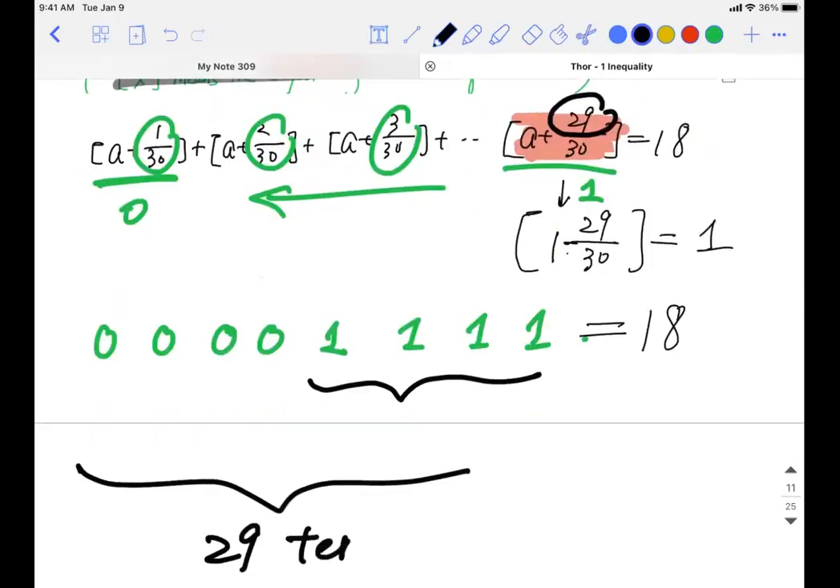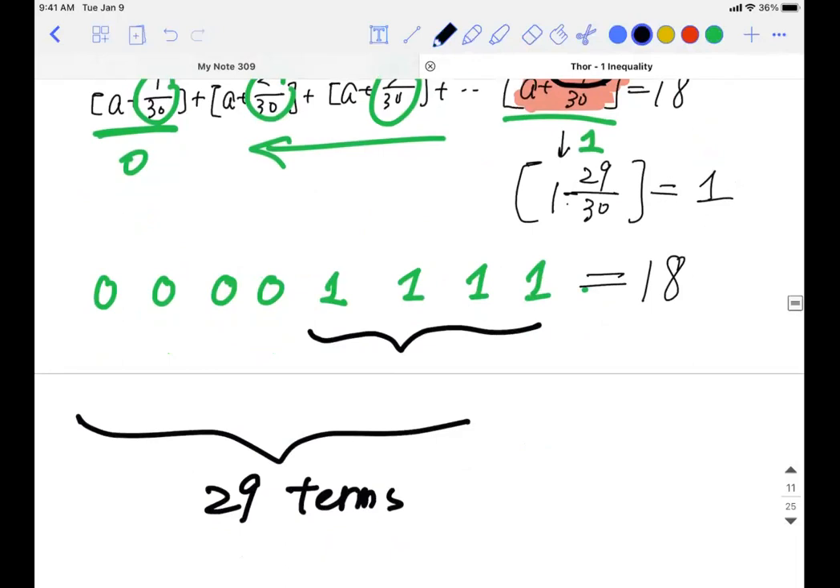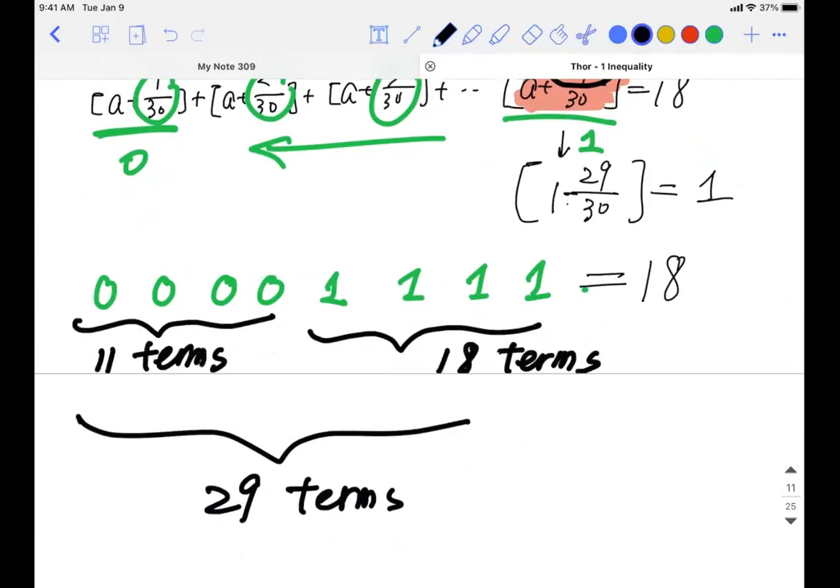29 terms in total, right? So that being said means what? The last 18 terms must be 1, while the first 11 terms must be 0. Is it right? Is this a magic?